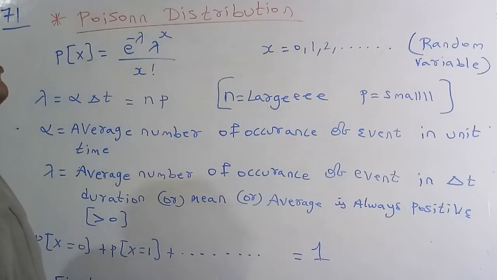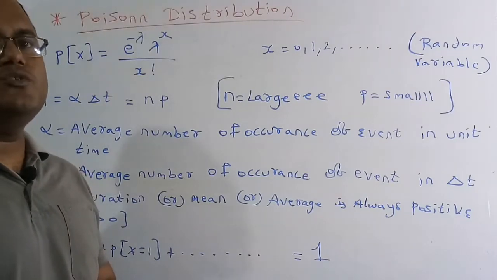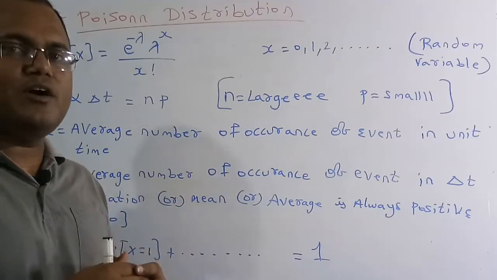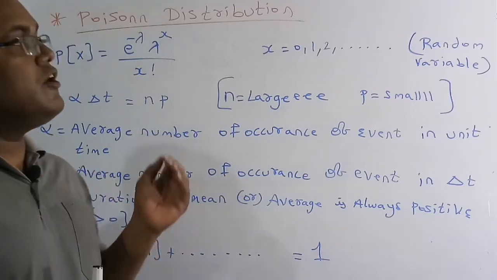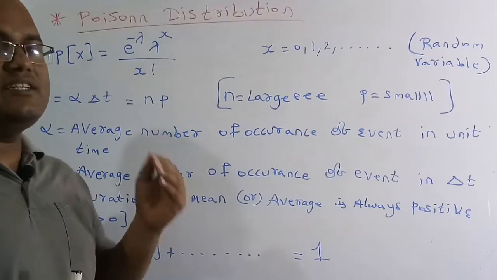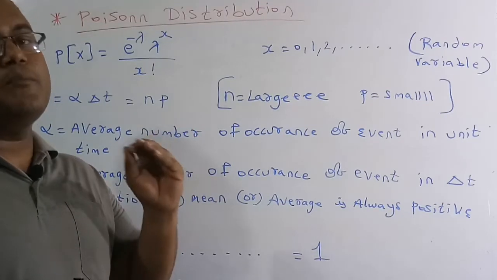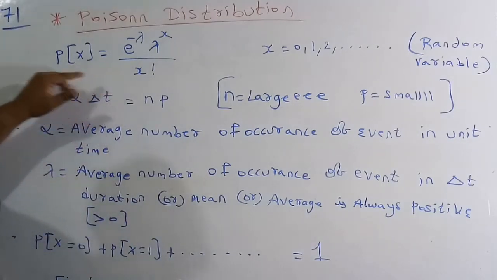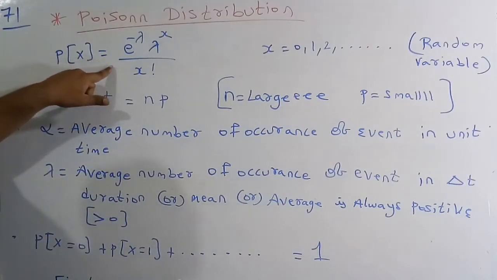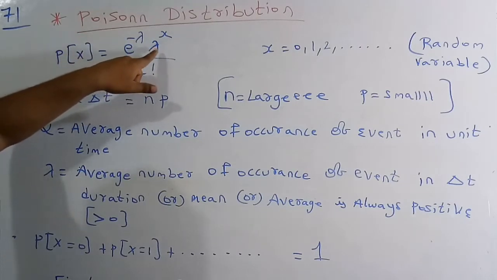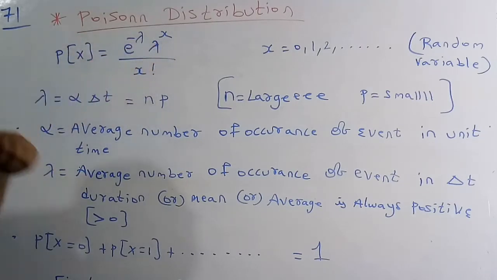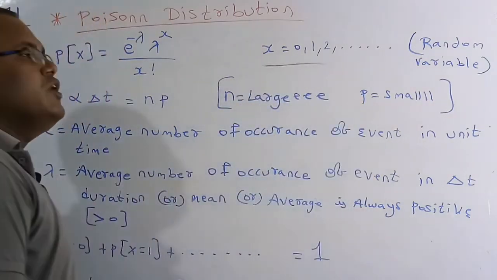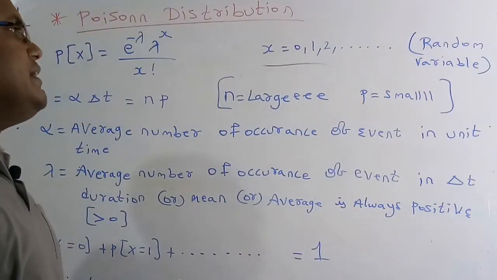So now we will discuss the Poisson distribution. As I already told you, whenever the number of trials is very large and the probability of success is very small, that is the condition under which the binomial distribution is approximated to the Poisson distribution. So here this is called the Poisson distribution, where the probability of the random variable is e to the power of minus lambda into lambda to the power of x by x factorial, where x is the random variable and the range of x is from 0, 1 up to infinity. You can take any value.